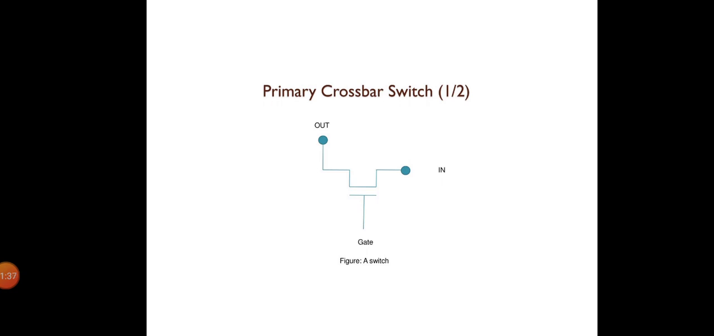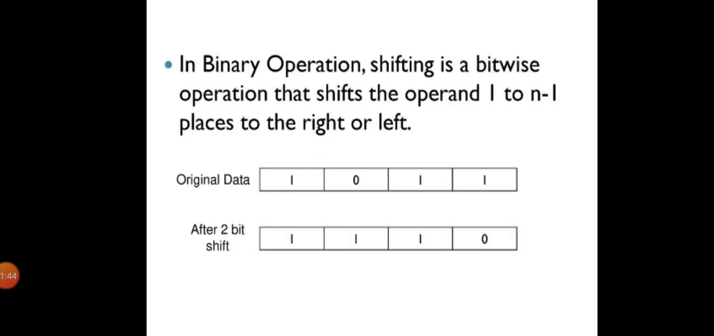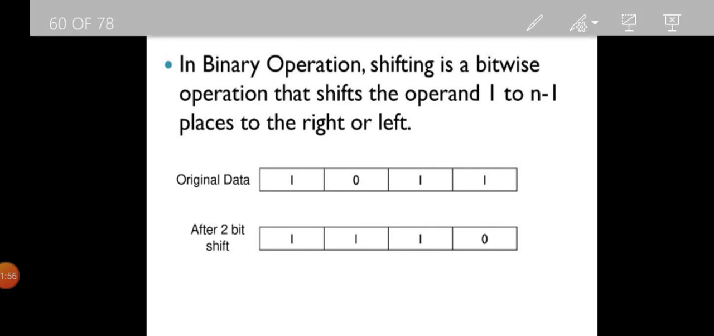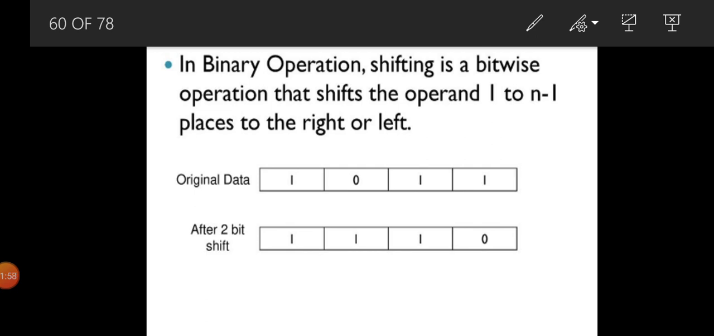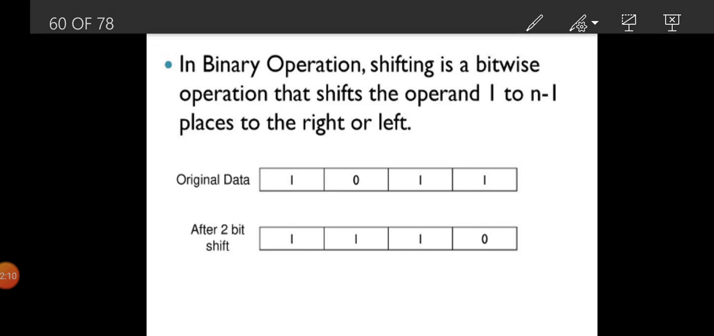And now let us discuss the two commonly used shift structures, which are called the barrel shifter and the logarithmic shifter. In binary operation, shifting is a bitwise operation that shifts the operand. So this is the original data, 1011. After shifting 2 bits, you'll get the value 1110, which replaces the unfilled positions with 1.